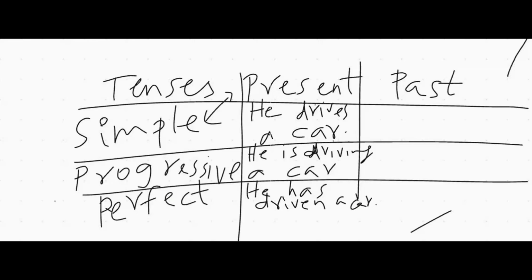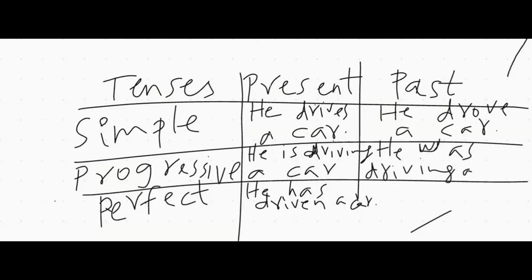Now next one, simple past. What do we do with the simple past? In simple past, you will say he drove a car. Past tense: drive will become drove. He drove a car. Next, he was driving. Past tense again. So instead we will use was. He was driving a car. In present tense, you will say he is driving a car. And in past tense, you will say he was driving a car.